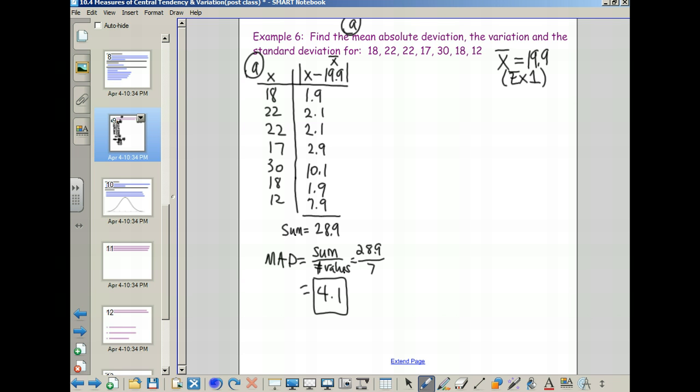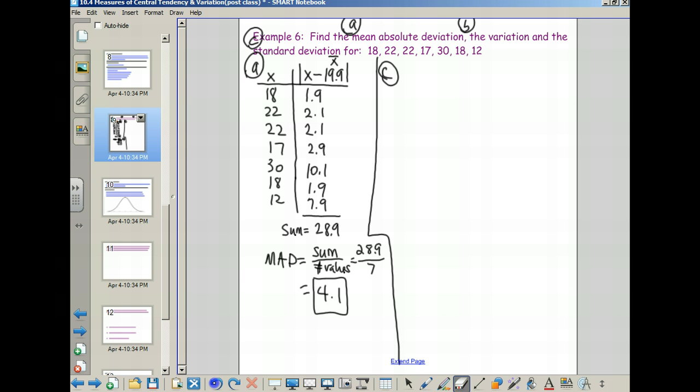It's not the only thing we're asked to find, though. We're also asked to find the standard deviation. I'm sorry, well, technically the variance and the standard deviation. So those are actually found at the same time. So let me do those next.